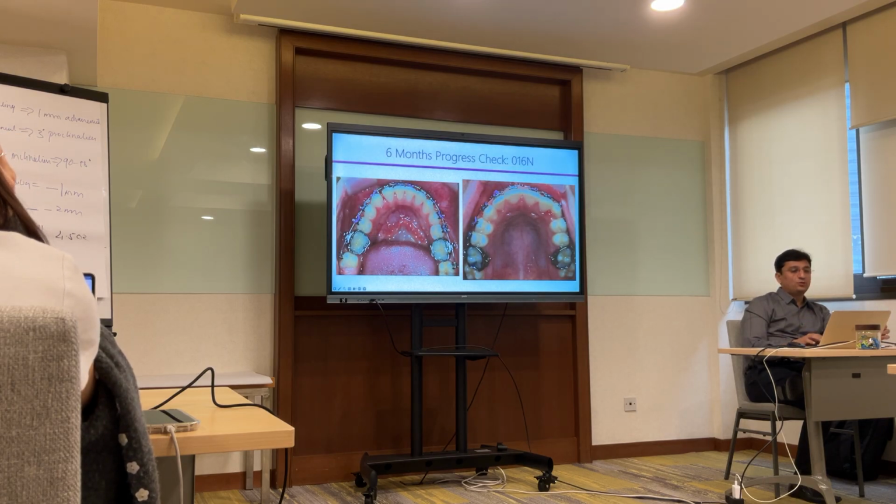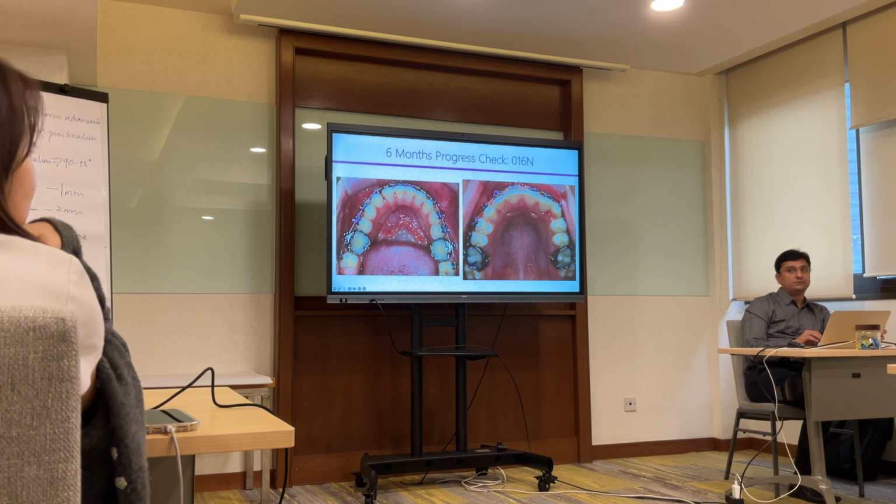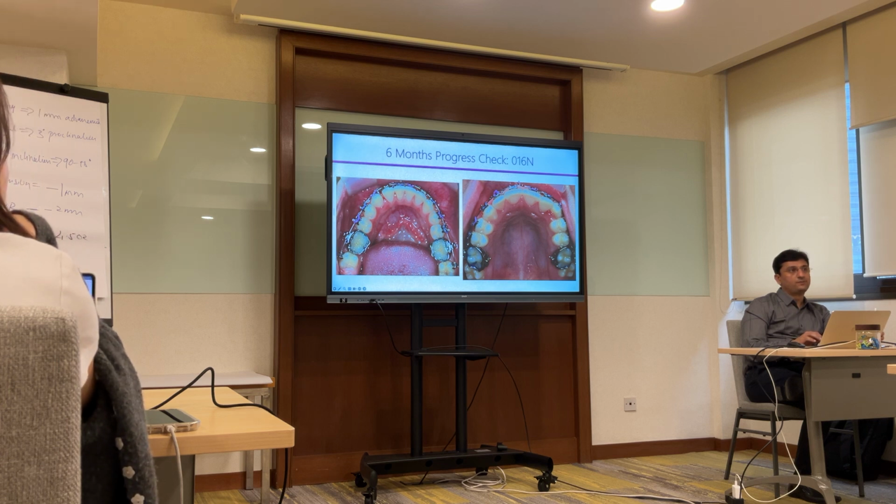And very soon they go to O16 Nitai. The lower, all the rotations are corrected. The upper looks good, but this tooth number 22. What do you think is the problem with tooth number 22? Not enough? Yes. You can see the roots of 22 is far behind all the other teeth.